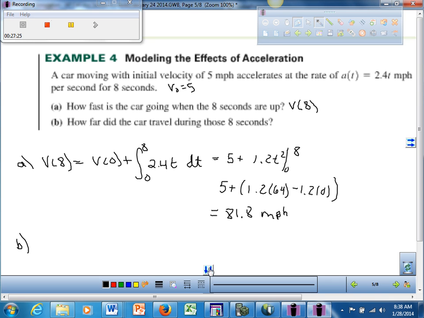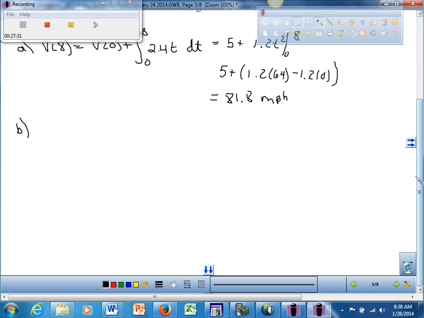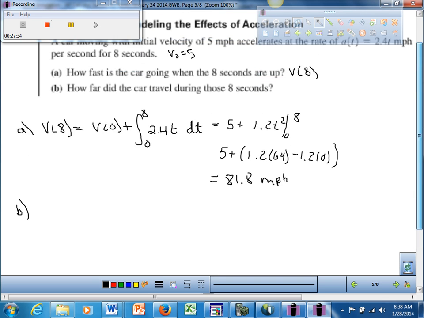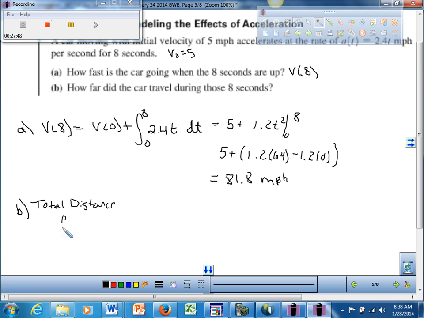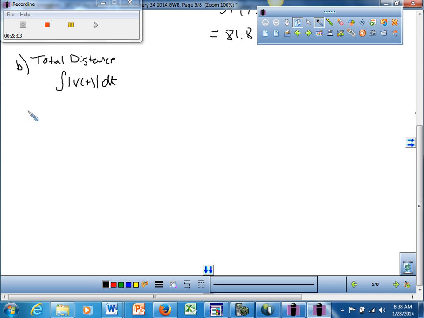All right. So the next thing is how far does the car travel? What am I looking for? Total distance. All right, so we have some work to do. We know total distance is the integral of the absolute value of the velocity function. Do we have the velocity function? We have the acceleration function. So can I get to velocity? Yeah.